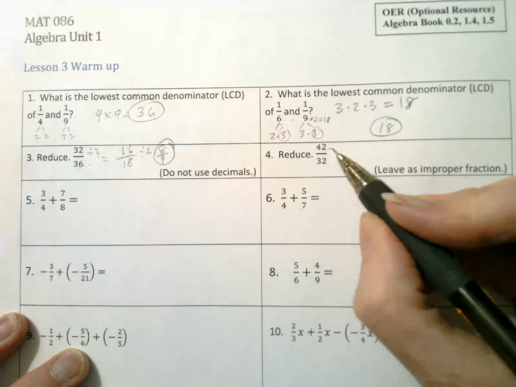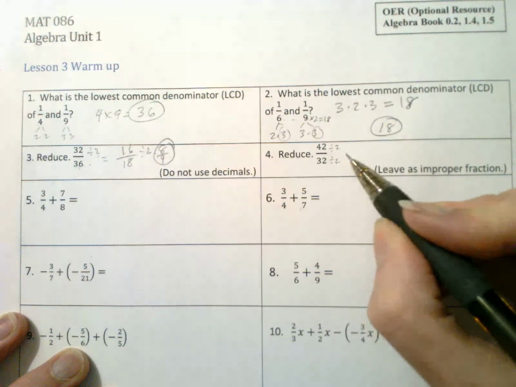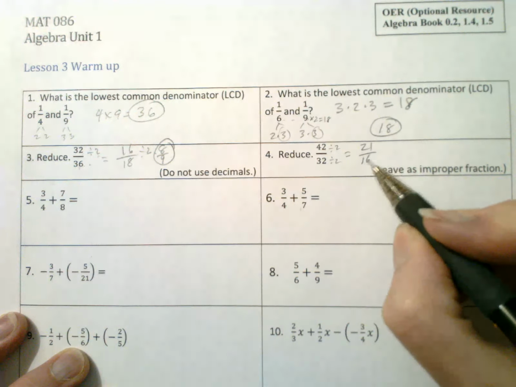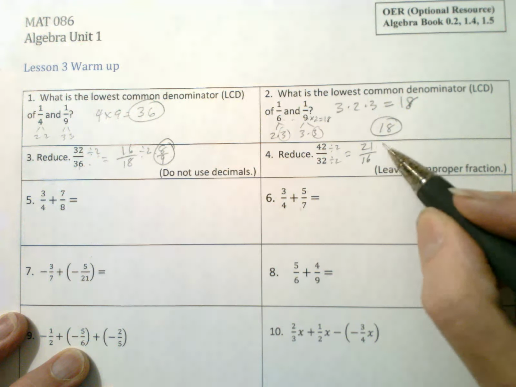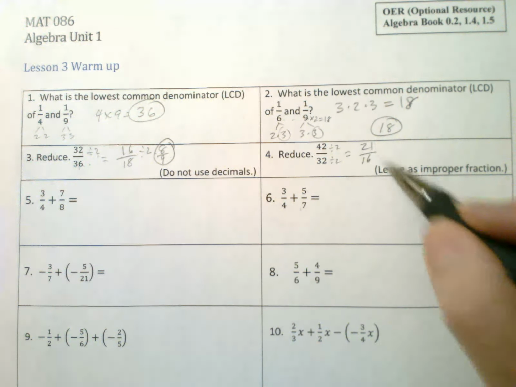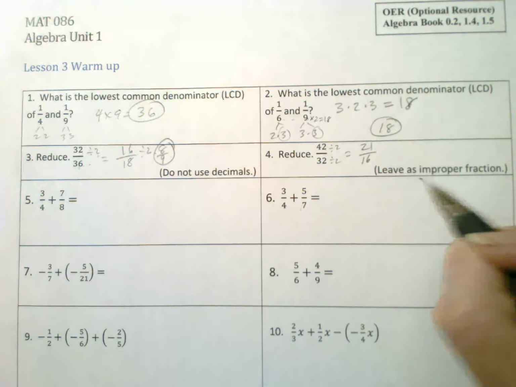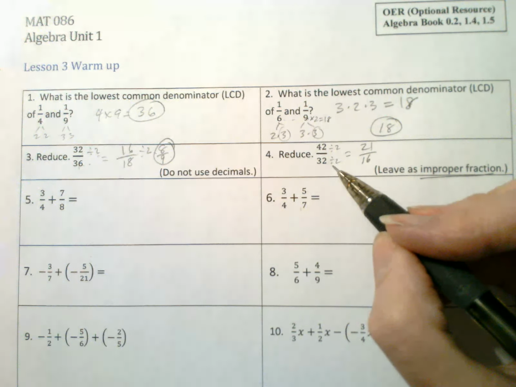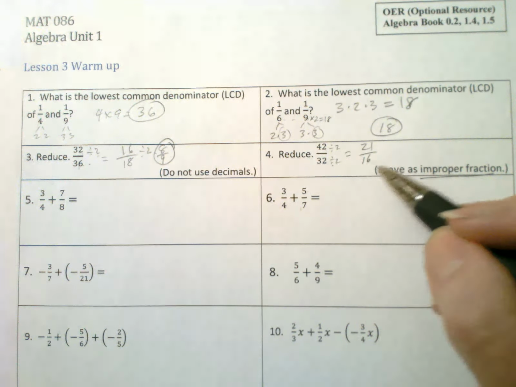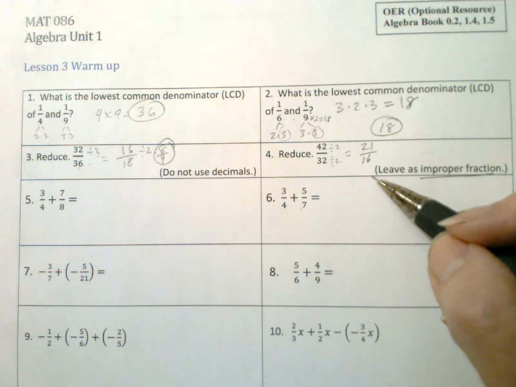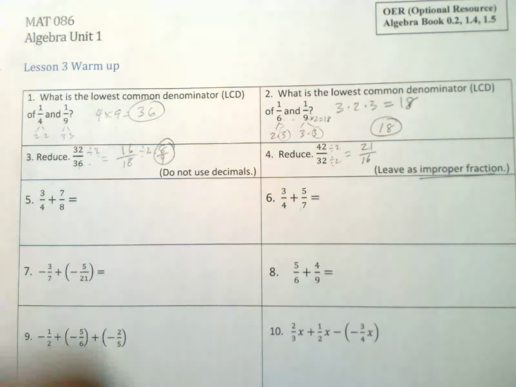Okay, 42 and 32, I have no idea. I'm just going to divide by 2 because they're even. I'm going to get 21 and 16. 21 is a 7 and a 3. 16 is a lot of 2's, or 4 times 4, so they have no factors in common. So we're going to leave it as an improper fraction. Do not use decimals. The calculator can help you divide by this, but you can't get a fraction back from it. So learn your divisibility rules.